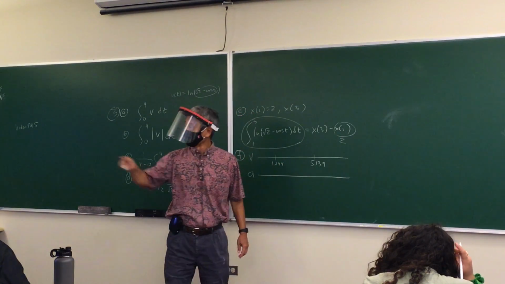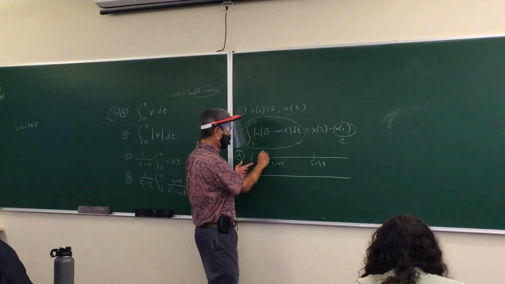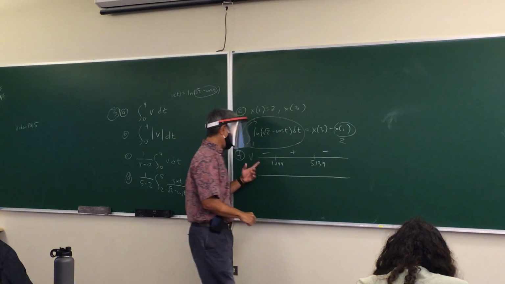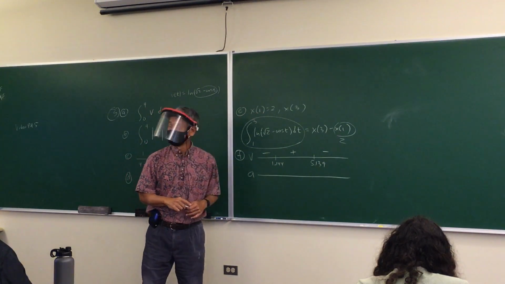1.144. And then look, it's below, above, below. So if it's below, it's minus, above it's plus, below is minus. So that's the number line you should get for your velocity.